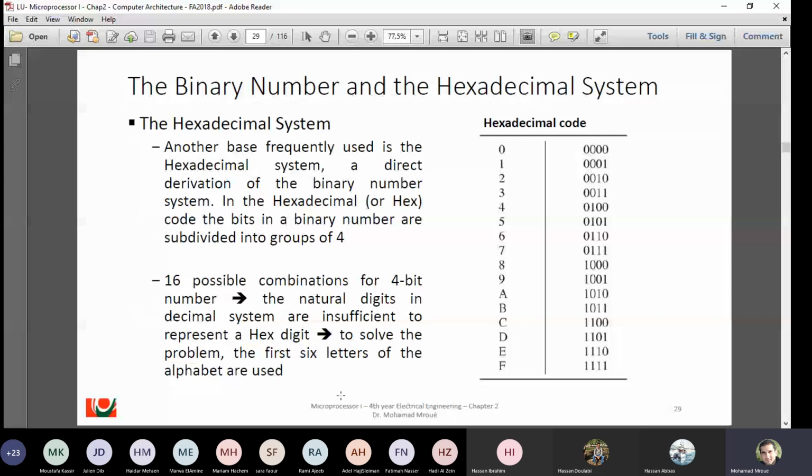So here we have 0, 1, 2, 3, until we reach 9, which is 1, 0, 0, 1. From 10 we use the letters A, B, C, D, E, F. So F is 15, E 14, D 13, C 12, B 11, and A is 10, which is 1, 0, 1, 0. Okay.